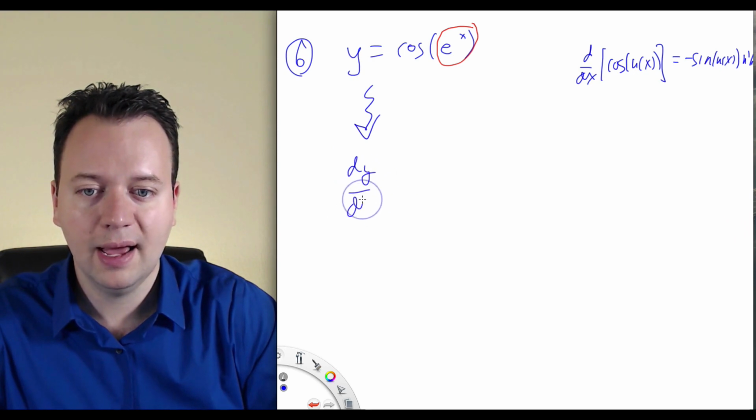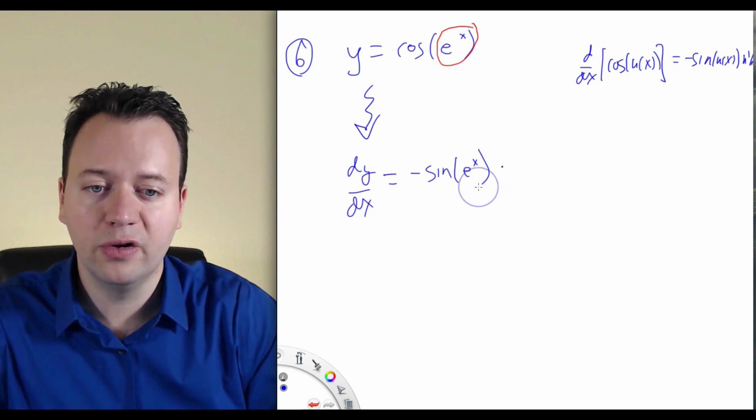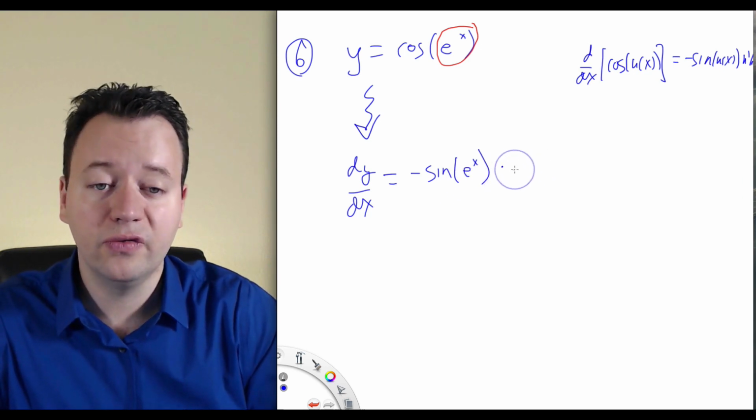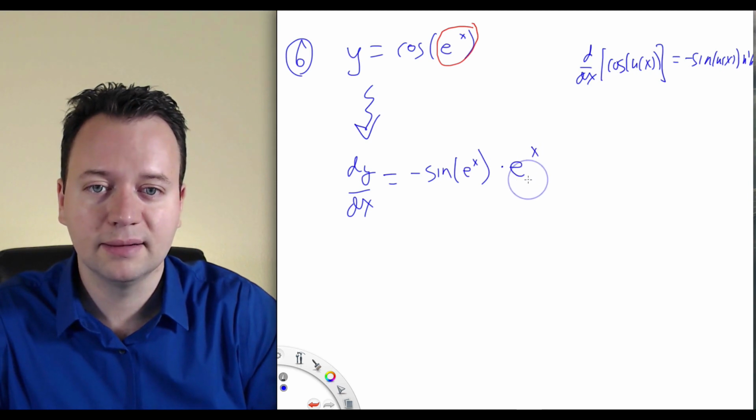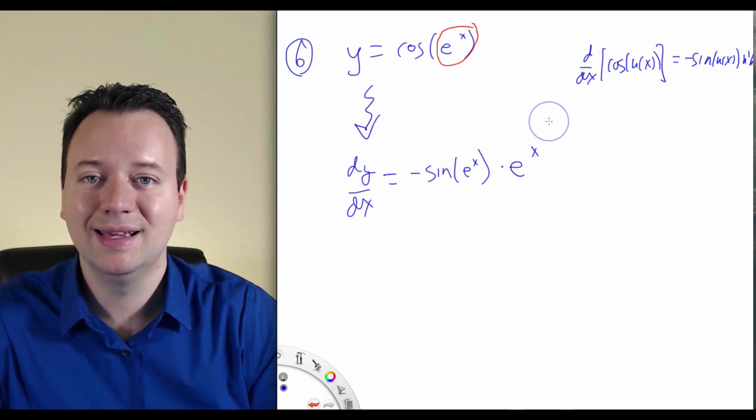So dy dx, the derivative of cosine is just minus sine. Then we keep the inside the same. And then when we're done, we multiply by the derivative of e to the x. Now the derivative of e to the x is just e to the x. And there you go. The derivative of cosine of e to the x is minus sine of e to the x times e to the x. It's that simple.